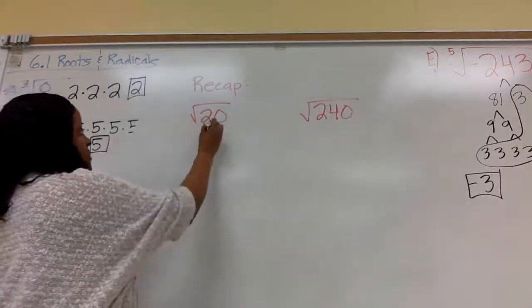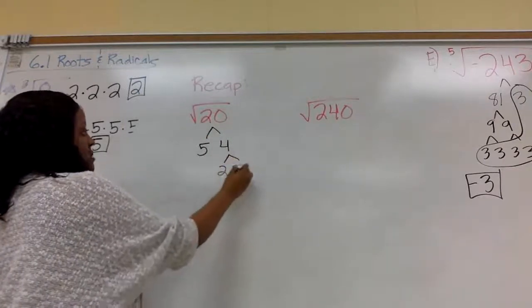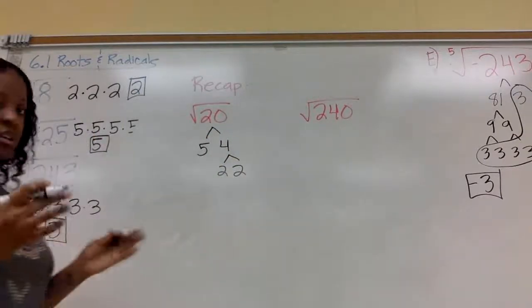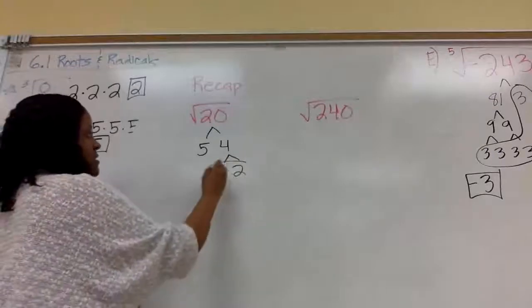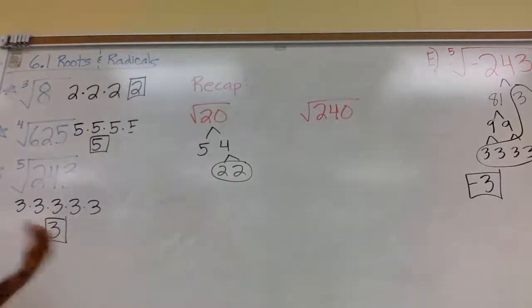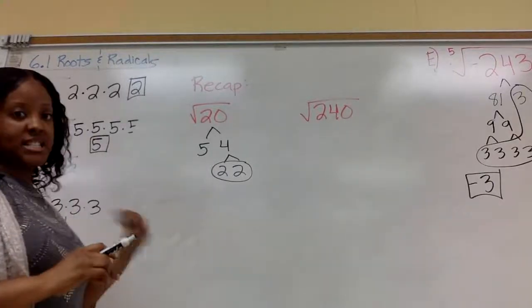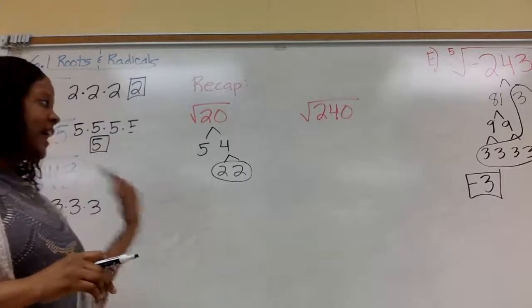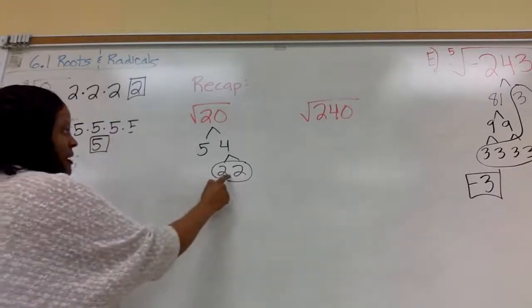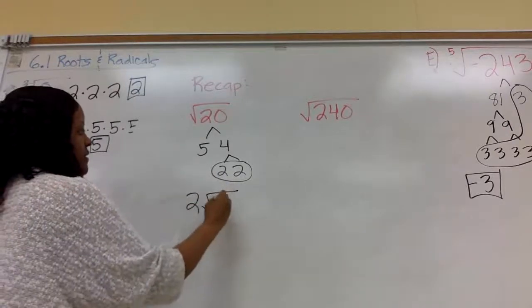So 20, you can start off with different things. I'm going to start off with 5 and 4, 2 and 2. I'm looking for pairs, which are groups of 2. So pairs. Okay. Complete groups go on the outside. Everything else goes on the inside. So complete groups of your index go on the outside. Everything else goes on the inside. So I got a complete group here, and my leftover prime number is 5.